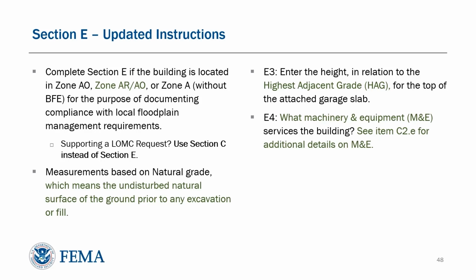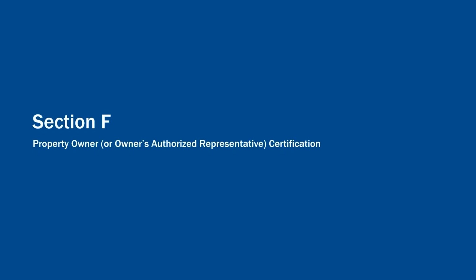There's a prompt for community officials to double check the measurements if they're using them to document compliance with local regulations. There are more clarifications about what natural ground means. Again, it's the undisturbed natural surface of the ground prior to any excavation or fill. There's also clarification about the relevant machinery and equipment to be measured.